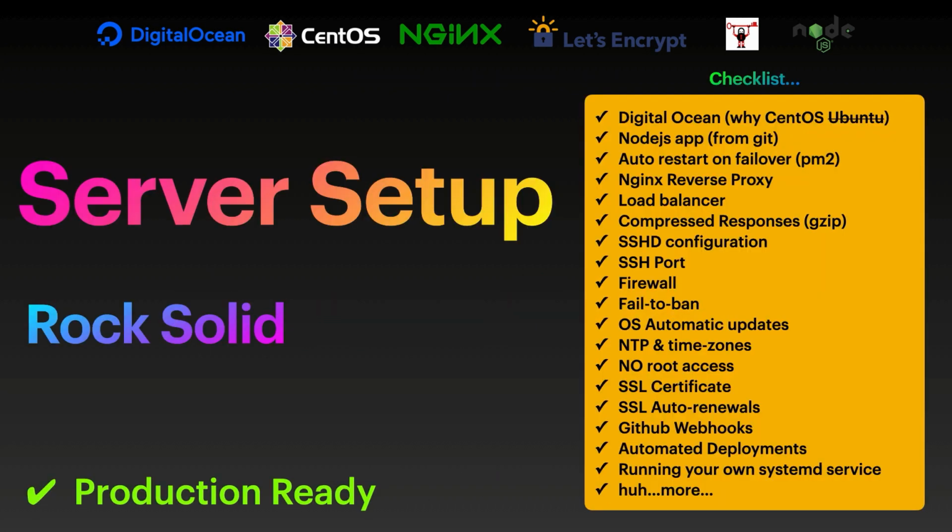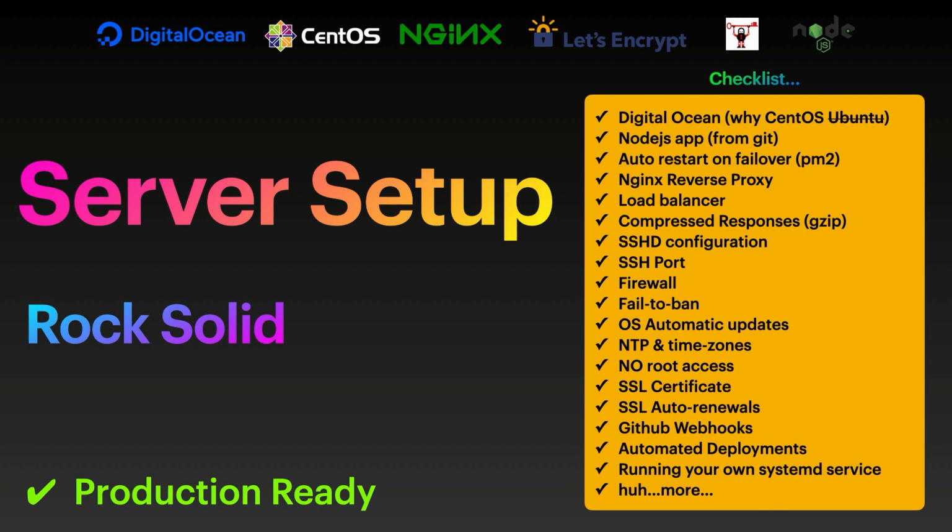So we would be covering a lot of things in this video series. We would be creating a droplet, that is actually a server in the DigitalOcean world. We would be deploying our Node.js application from Git. We would be using PM2, a process manager, to automatically restart our application on failover, and it would even persist the application on server reboots. Then we would be using Nginx as a reverse proxy. We would be using Nginx as the load balancer also. We won't be using PM2 for load balancing, but instead we would be using Nginx as the load balancer.